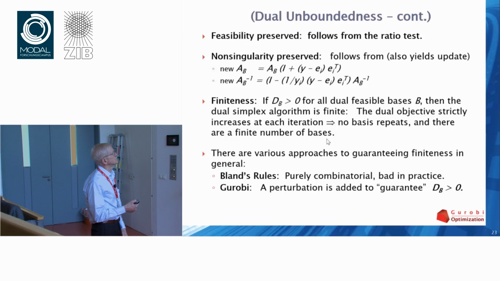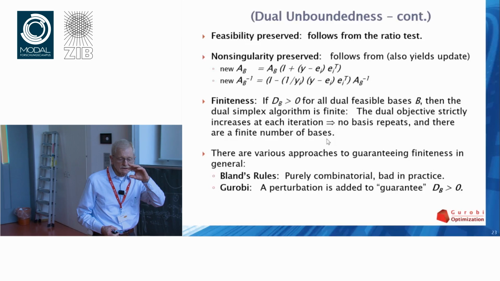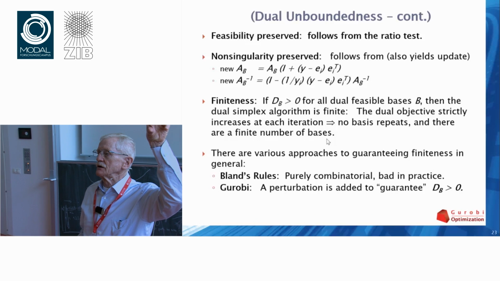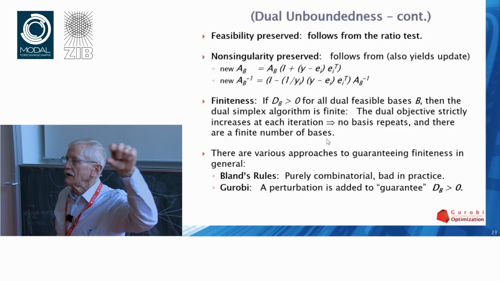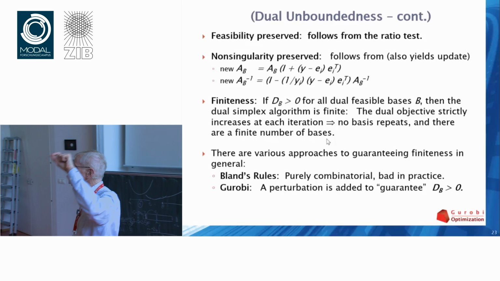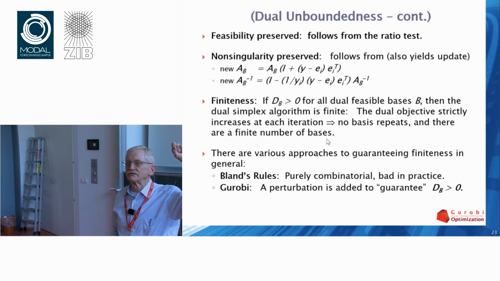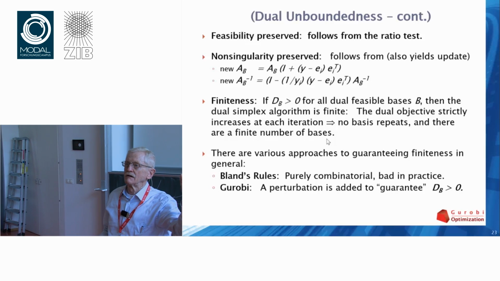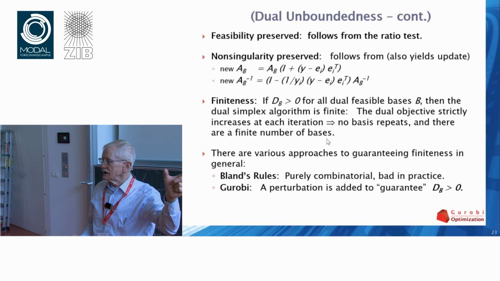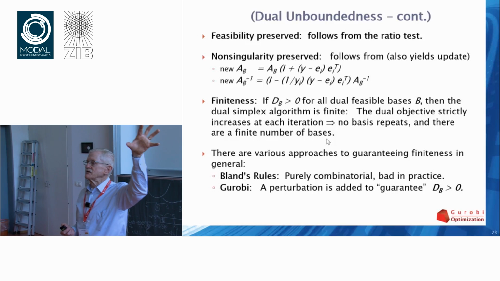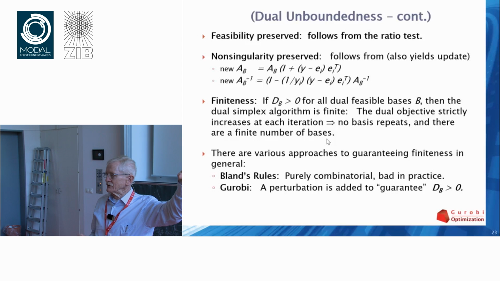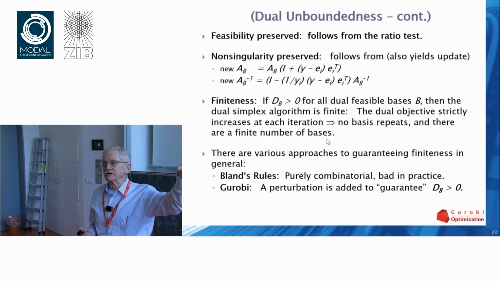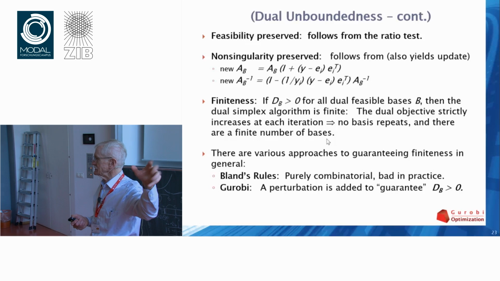Why? The ratio test will always yield a positive value. Therefore, the objective in the dual will always increase by some positive amount at every iteration. But the basis uniquely determines the value of the objective, so no basis can be repeated. There are a finite number of bases, therefore the algorithm is finite. All right?